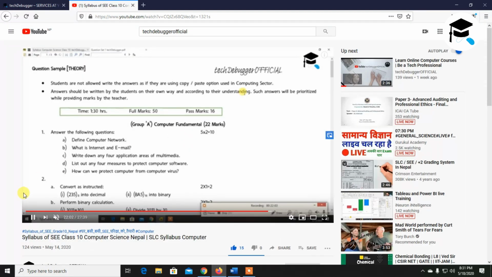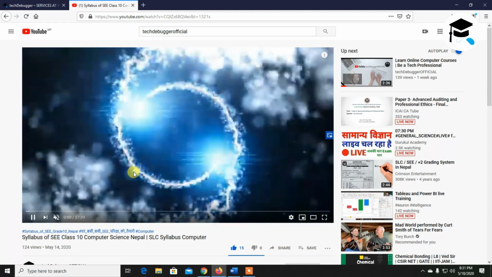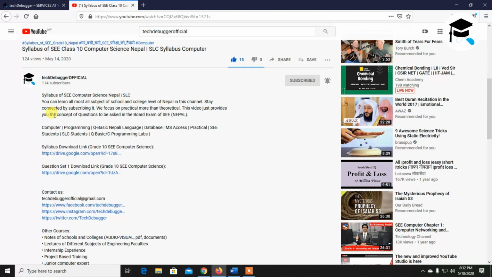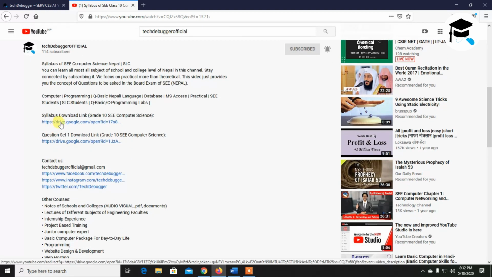in a simple way. Okay, and the syllabus has been given here in the show more option. You can see here, you can download from this link. See here, download the link class 10 SEE Computer Science. This is the question set 1 and this is the syllabus. We have already discussed it. Similarly, if you haven't downloaded yet, please download the syllabus. We will solve the syllabus as well as the answers of question set 1.